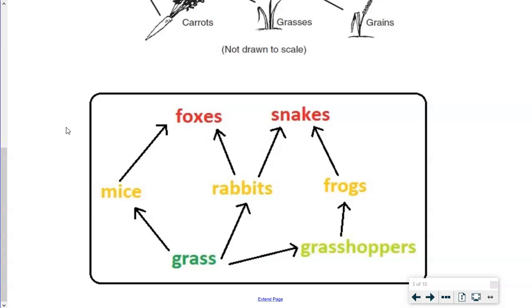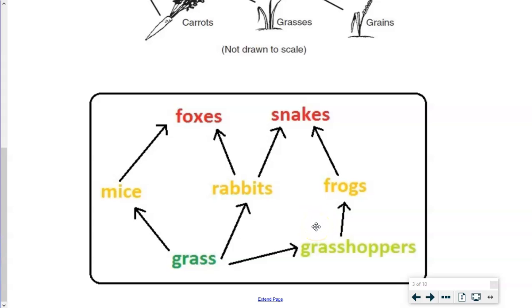Now, you learned a bunch of vocab words in the last set of notes, and we want to make sure you can use those vocab words in these pictures too. So if I look at this food web here, I want to be able to say, this grass is my producer, and all these other guys are consumers because they're animals. So I want to be able to label what's a producer and what's a consumer.